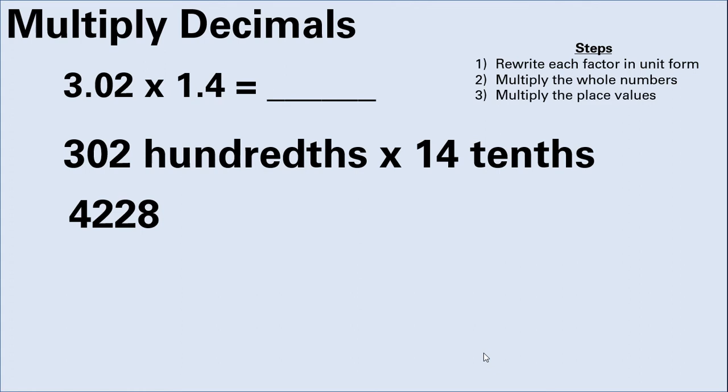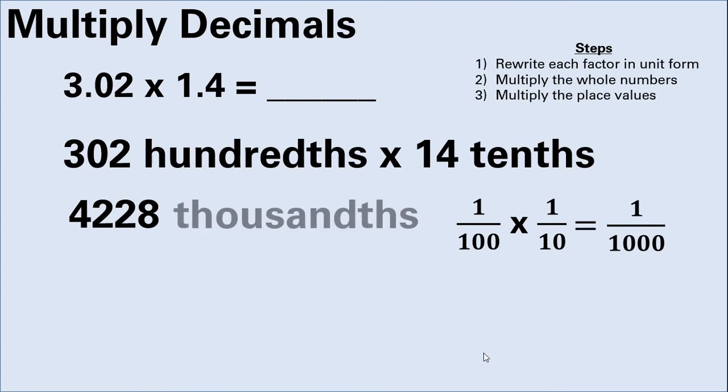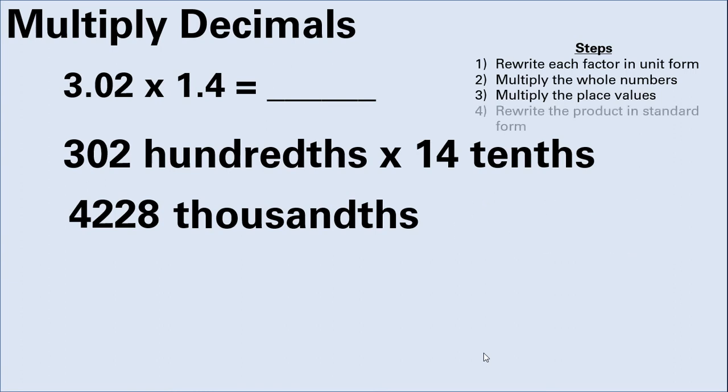Hundredths times tenths. Well, if you think about it, 100 times 10 is 1,000, so hundredths times tenths is thousandths. Another way to think of it is fractions. 1 hundredth times 1 tenth. You can multiply the numerators, 1 times 1 is 1, and then multiply the denominators, 100 times 10 is 1,000. So hundredths times tenths is thousandths. So we have 4,228 thousandths.